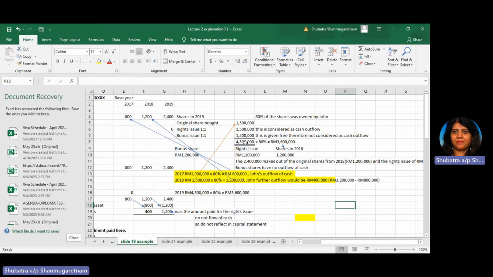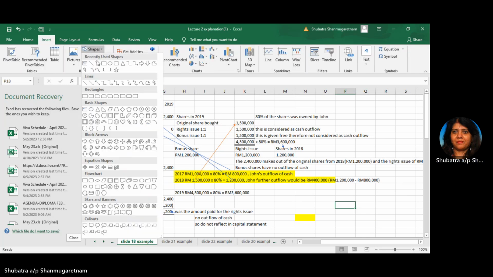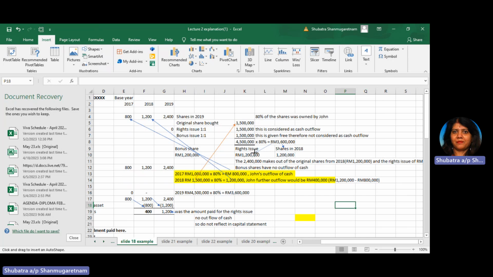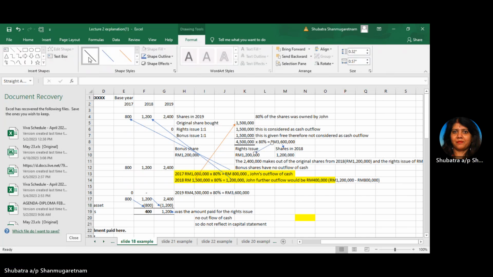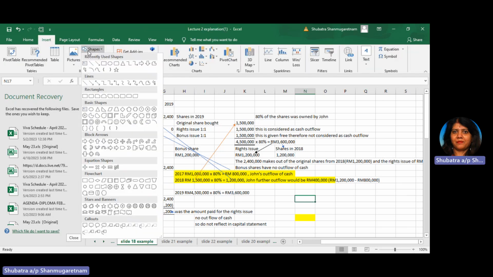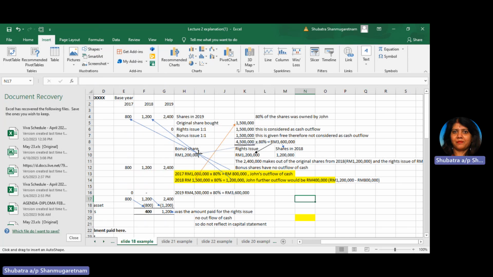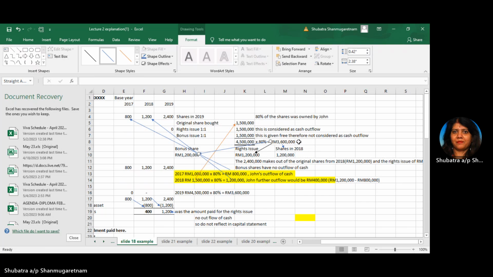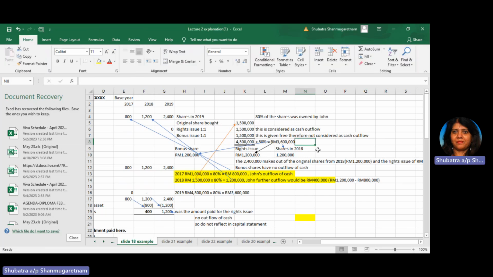So in total, MJSB shares was 4.5 million. Out of that, 80% belongs to Mr. John. So Mr. John now has 3.6 million shares. Out of that, the shares in 2018 was 1.2 million. His rights issue was another 1.2 million. And his bonus shares was another 1.2 million. So that's how you get your 3.6 million.